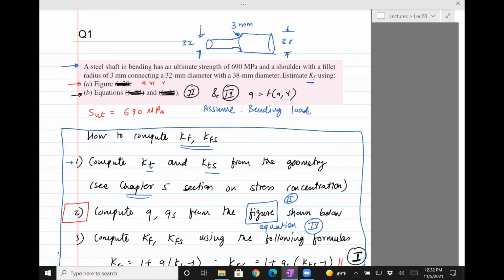So it's basically bent, right? And then if you keep stressing it, it will fail. And for a material with a fillet, it's going to fail at that point where there's a fillet. That's where the stress concentration will happen. So our first goal is to compute KT and KTS. In this case, it's not KTS, it's only KT because it's going to fail in normal stress and not in shear stress. So let's go to step 1.